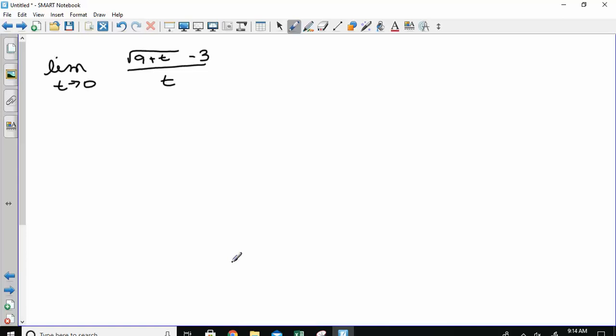Okay. What should you always check first on these limit questions? If you can plug it in, because I'll probably give you one where you can't. You can plug it in legally as long as you're not getting something that's undefined. So if I just put this one in though, I'm getting 0 on the bottom, so we can't do that. When we have radicals, what's our strategy? Conjugate. So I'm going to multiply by the square root of 9 plus t plus 3 on top and bottom.